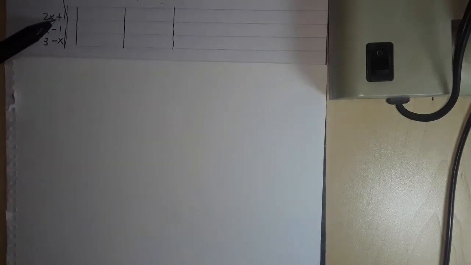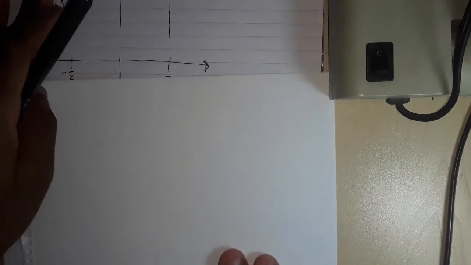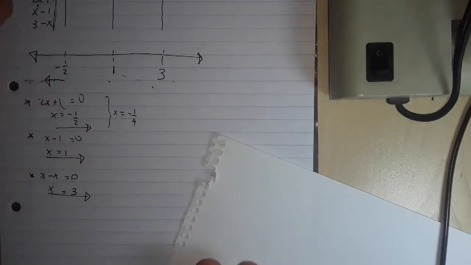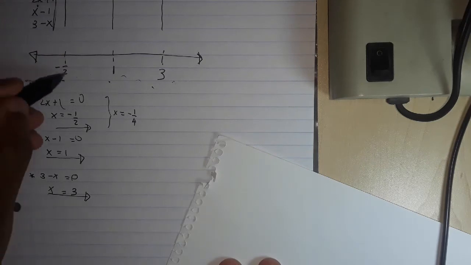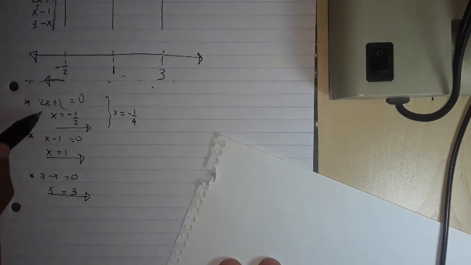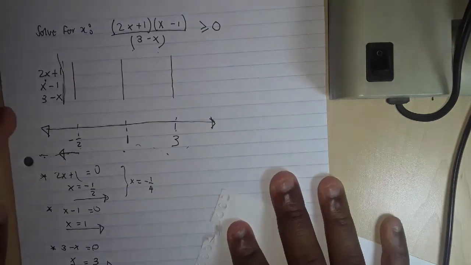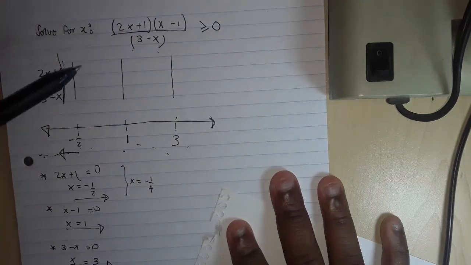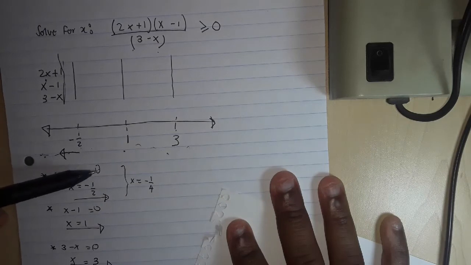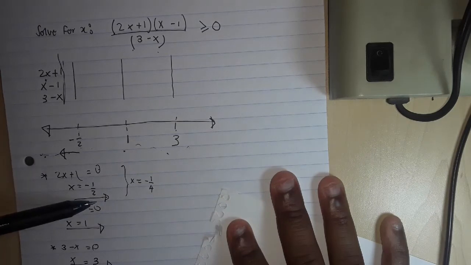A table is nicely drawn here. We have 2x plus 1, we have 2x plus 1, we have x minus 1, we have 3 minus x, and then the next thing we do is we draw this number line. But how we get to this number line is we first take that first term here, 2x plus 1. We equate that with 0 and solve for x equals minus a half, right?